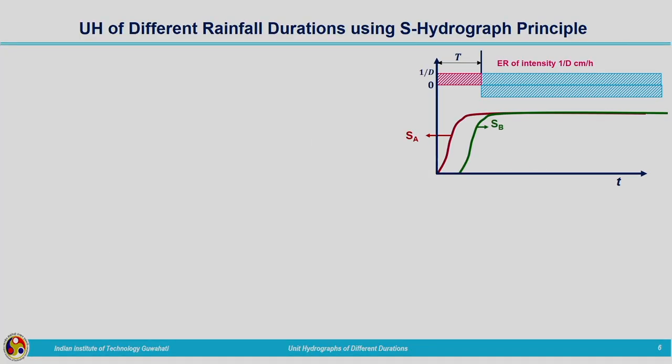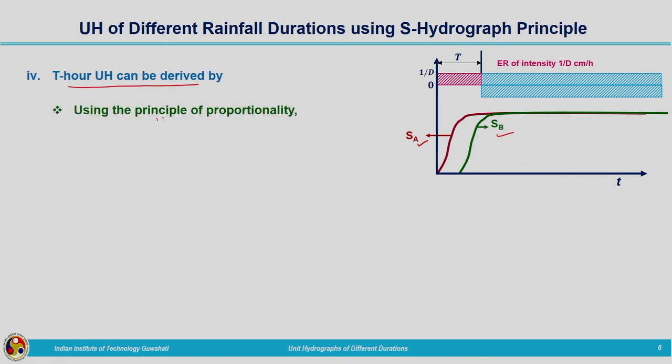So, here we have seen already, SA is the developed S hydrograph, SB is the same S hydrograph lagged by T hours, and SA minus SB we have found out, that is the DRH from an effective rainfall of T by D centimeters. So, we can derive the T-hour unit hydrograph by using the principle of proportionality. That is what we are going to do. U of T is nothing but SA minus SB divided by T by D, because SA minus SB is the response of the catchment from an effective rainfall of T by D centimeters acting for a duration of T hours.